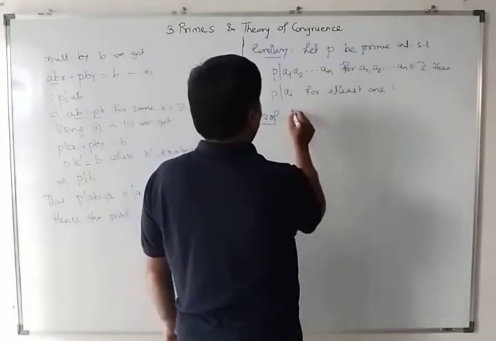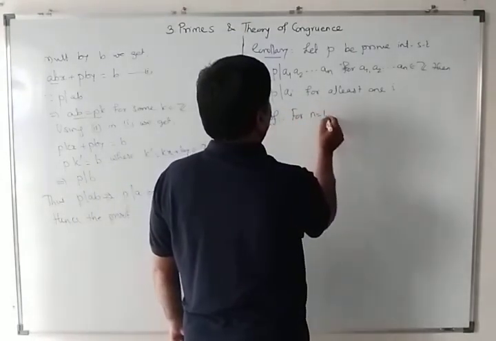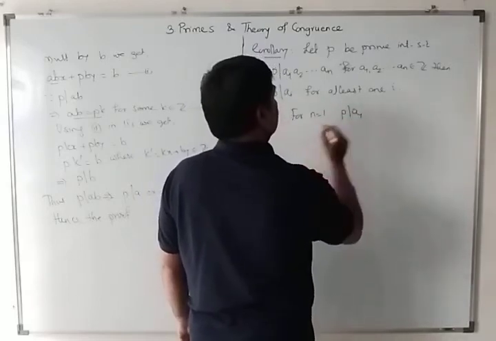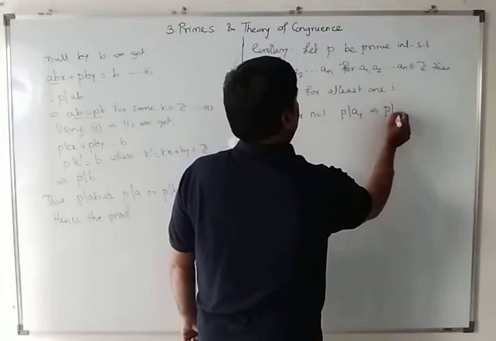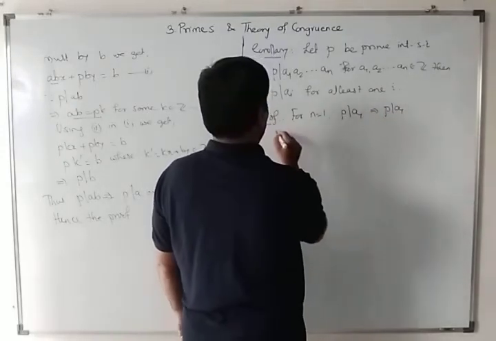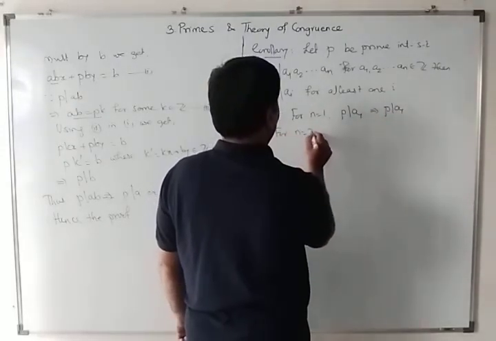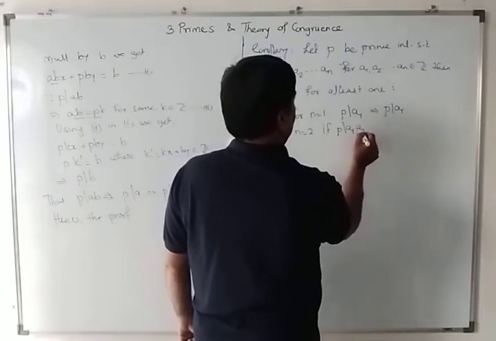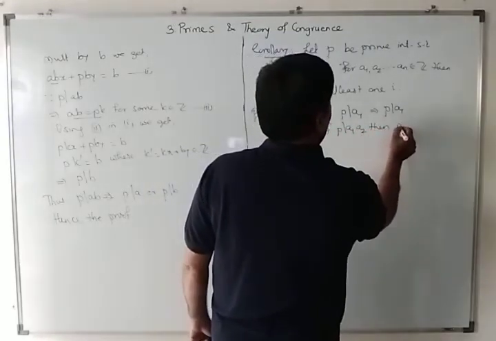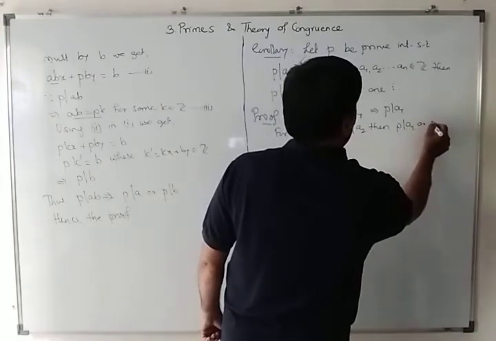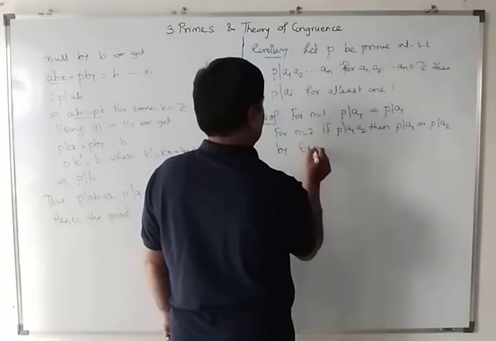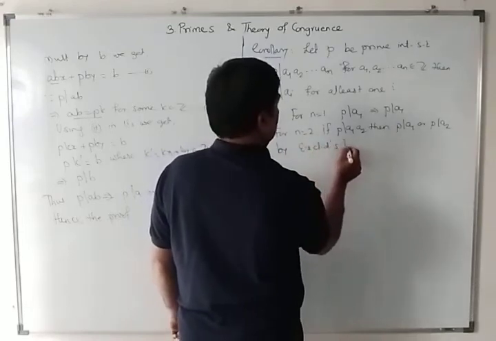For n equal to 1, p divides a1 implies p divides a1. For n equal to 2, if p divides a1 a2, then p divides a1 or p divides a2 by Euclid's lemma.